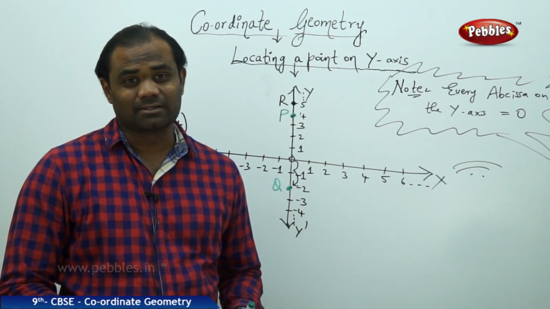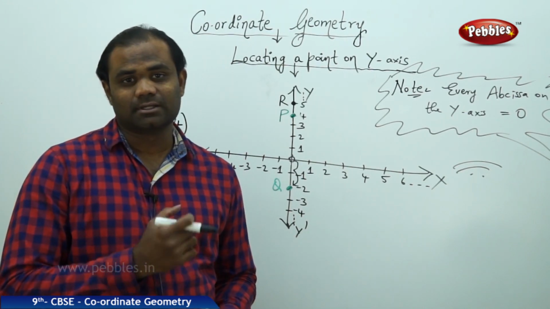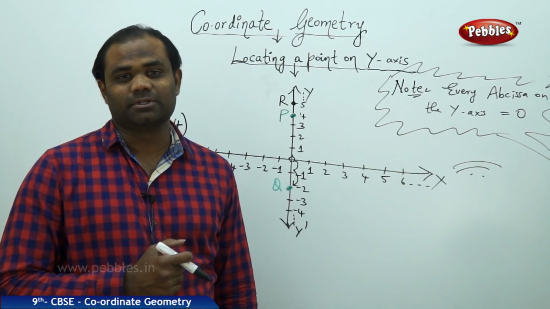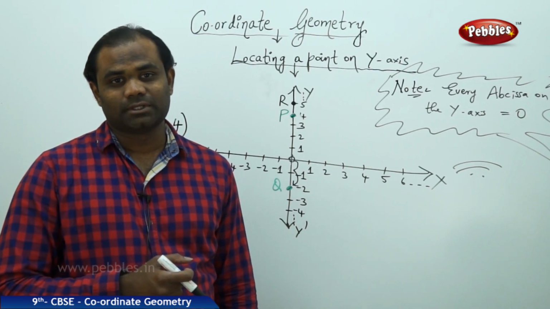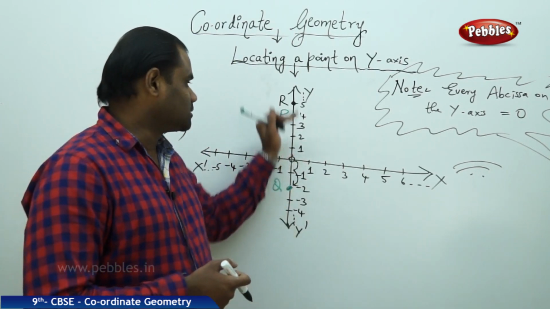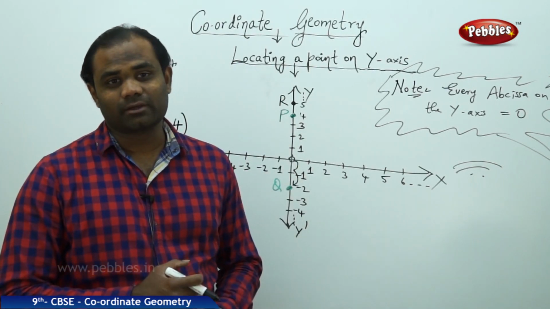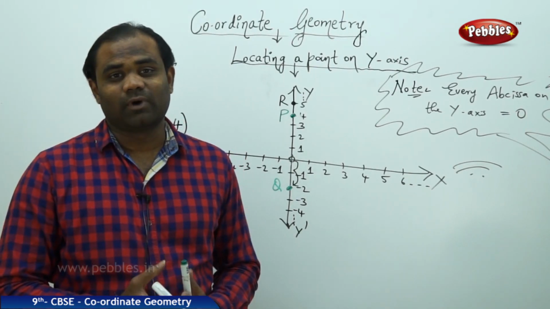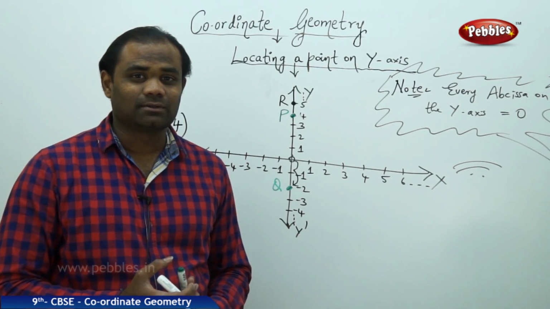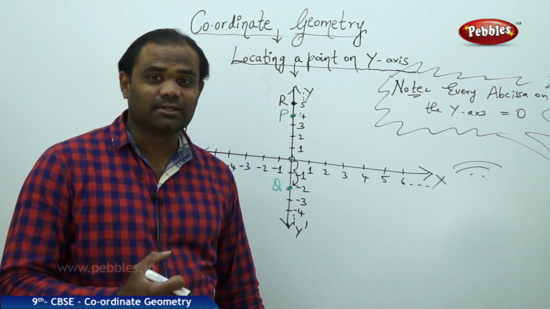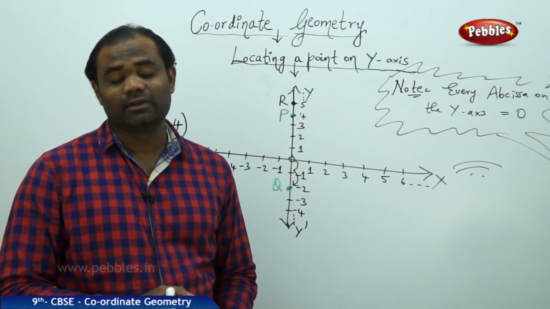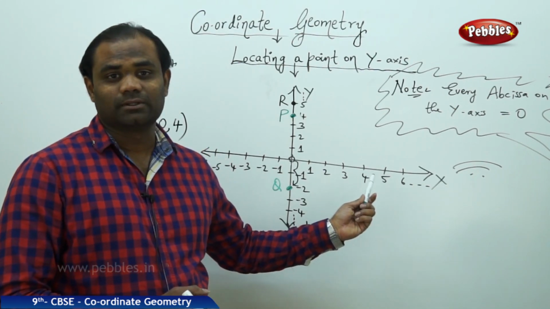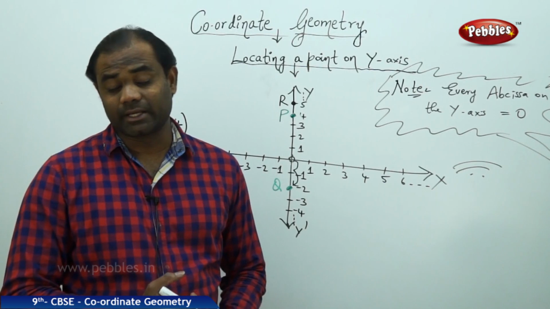Just like for the x axis, every ordinate on the x axis is 0 and every abscissa on the y axis must be 0. It cannot change, because any point on the y axis changes doesn't affect the change in y. Any point moving along the x axis doesn't change the effect of y, and hence for the x axis the y coordinate is 0 and for the y axis the x coordinate is 0, is how we understand through the applications. An example problem connected with the points on the y axis and x axis.